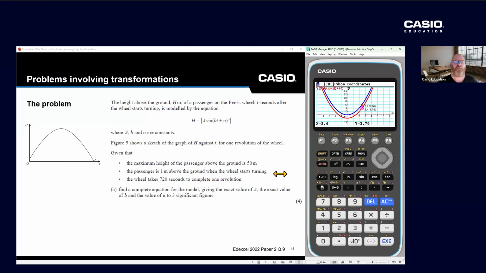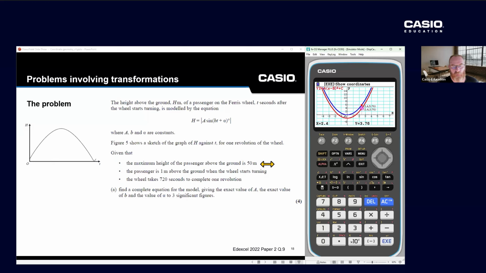Just to demonstrate, this is an exam question from 2022. This is dealing with a transformed sine function, but it's also the modulus of it. So please be aware that you can apply this to trig functions as well, and I'll show you that in a second. But also, it's really good for dealing with modulus questions. You can sketch those quite easily and find intersections.